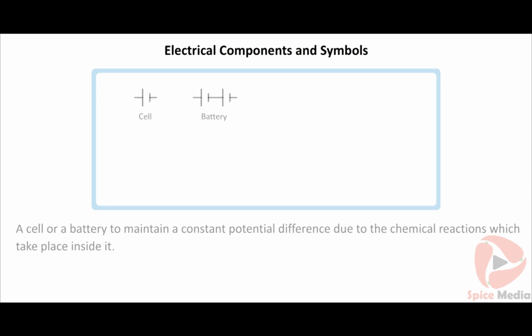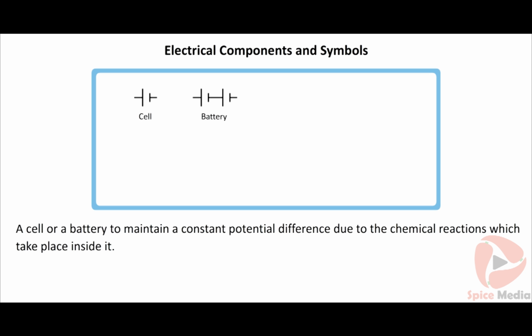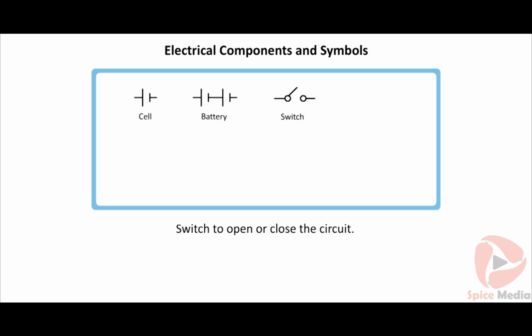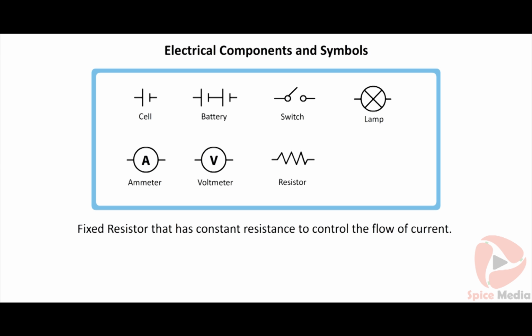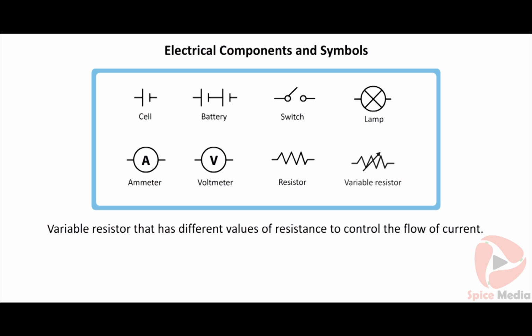Some of the common electrical components are as follows. A cell or a battery to maintain a constant potential difference due to the chemical reactions which take place inside it. Switch to open or close the circuit. Lamp that consume power to emit heat and light. Ammeter to measure current. Voltmeter to measure voltage. Fixed resistor that has constant resistance to control the flow of current. Variable resistor that has different values of resistance to control the flow of current.